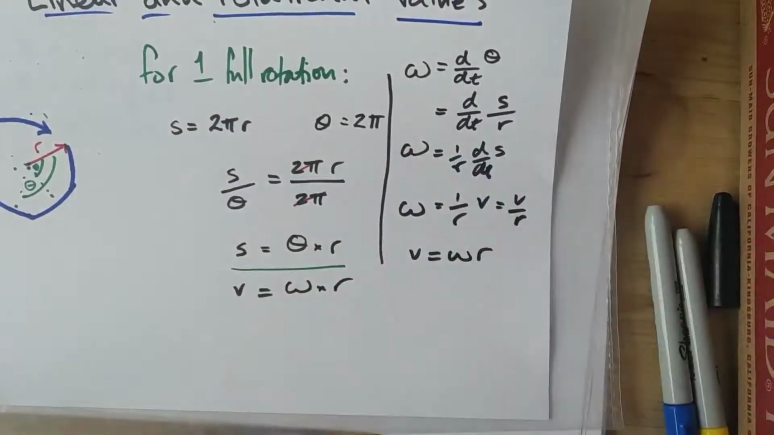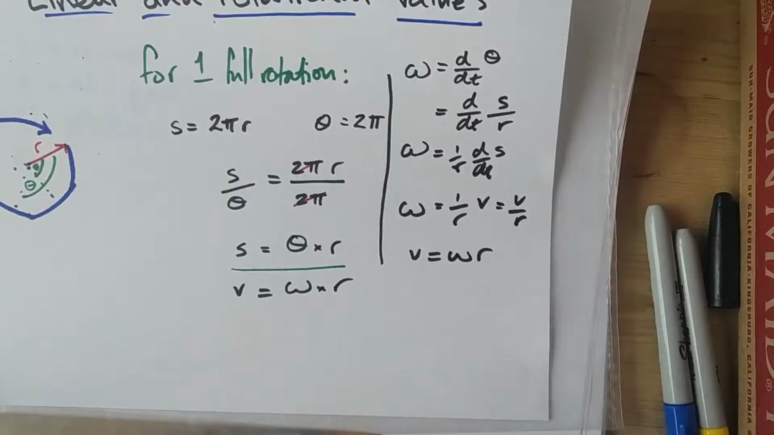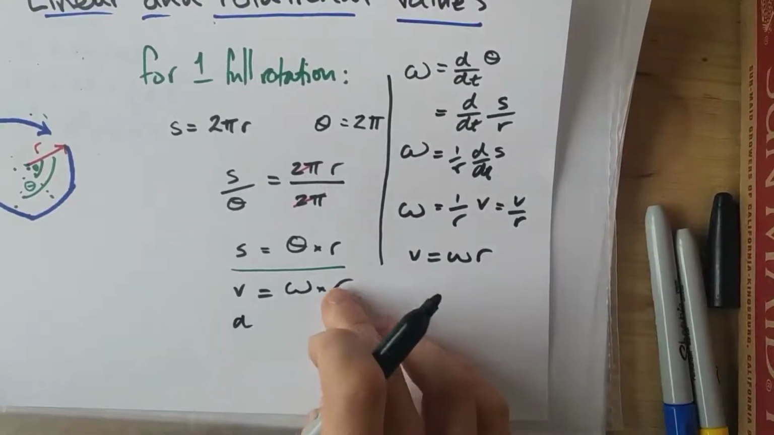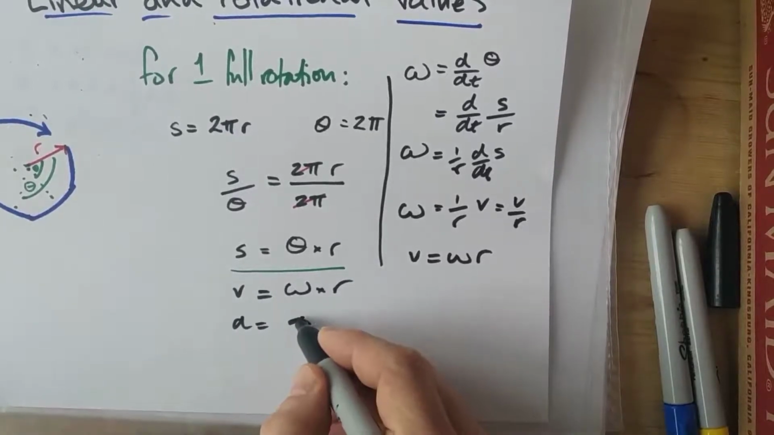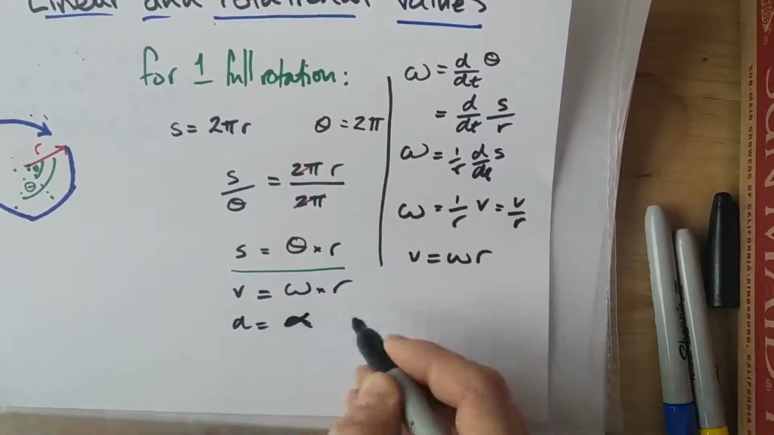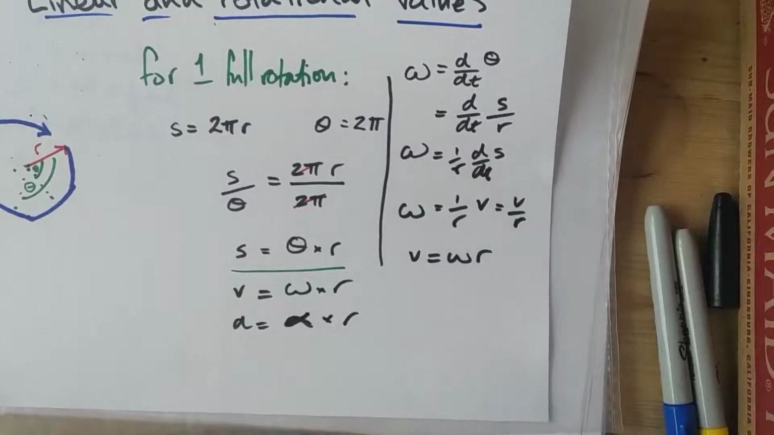And by the same logic, differentiate this again, I'll get acceleration. But this is still a constant, nothing else will change. So the acceleration is going to be the angular acceleration alpha times the radius. Okay? So very often converting between linear and rotational values is just going to involve multiplying or dividing by a factor of r.